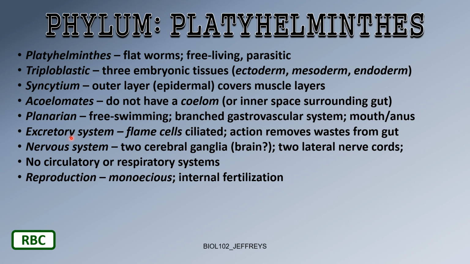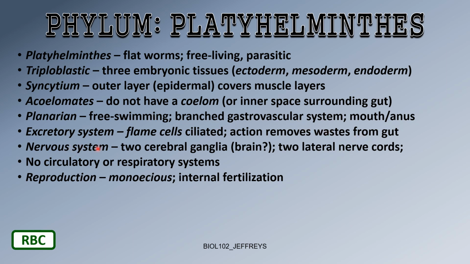So we have an excretory system. Now that has to do with liquid wastes. And flame cells are ciliated. We'll look at those in a minute. They're ciliated. Cilia are the little hair-like structures on the surface of these cells. And their action then is to remove waste from the gut, from the gastrovascular system.